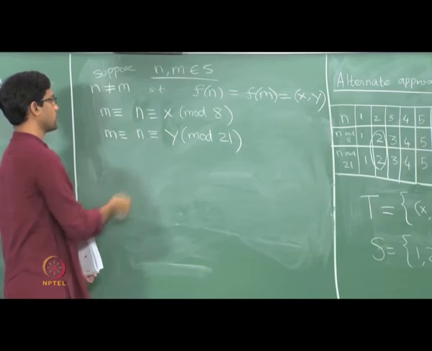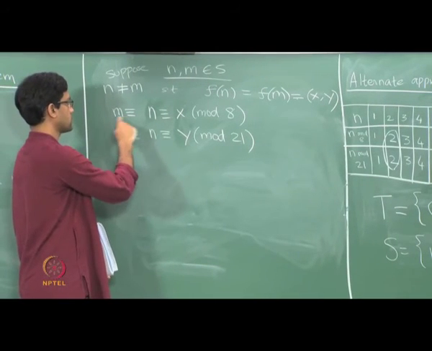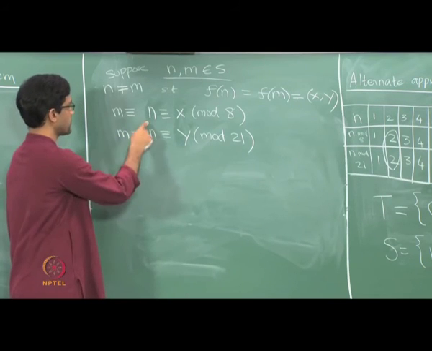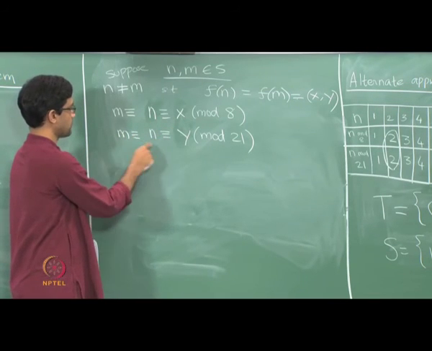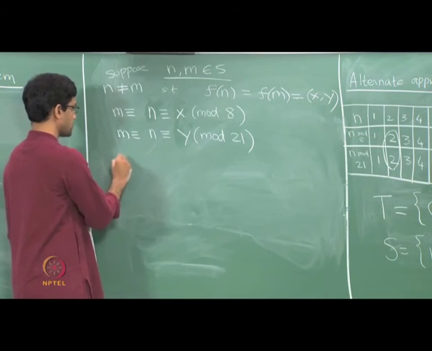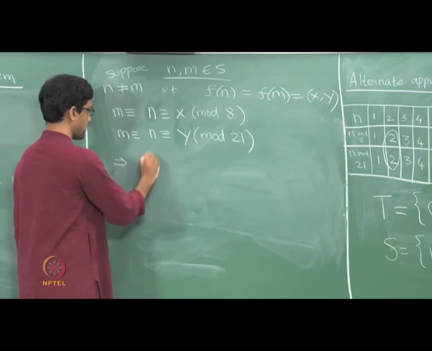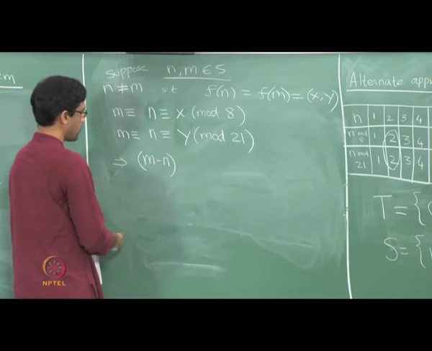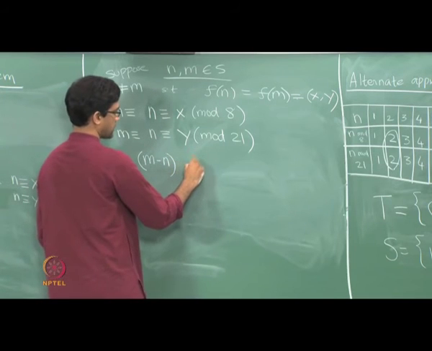m congruent to n just means that they both give the same remainder on division by 8. That was our definition. So they both give remainder x on division by 8, and they both give remainder y on division by 21. And we have just done this argument. So this of course implies that the difference m minus n is divisible by both 8 and 21, and hence by 168, right? We just said this.